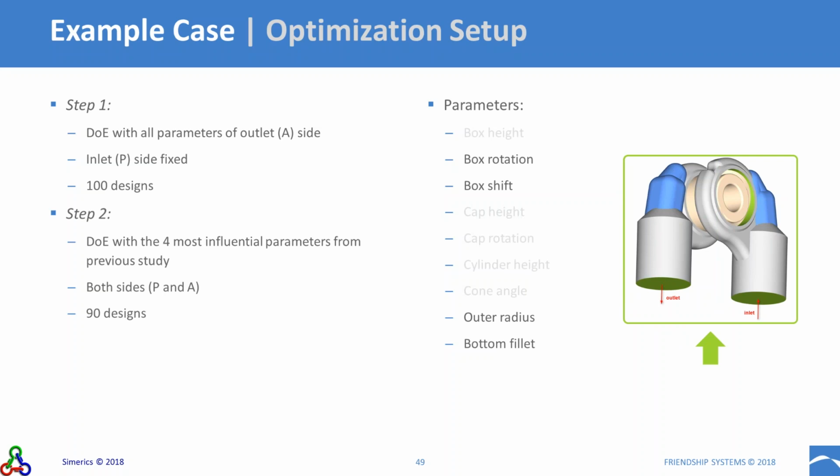After this first DOE, we reduced the parameters to the 4 most influential ones from the previous study. In this case, the box rotation, the box shift, the outer radius of the ring, and the bottom fillet were the most influential parameters on the result. Then we used these 4 parameters for both sides of the configuration. So in total, we have 8 parameters, and we ran another 90 designs. This was the second DOE.